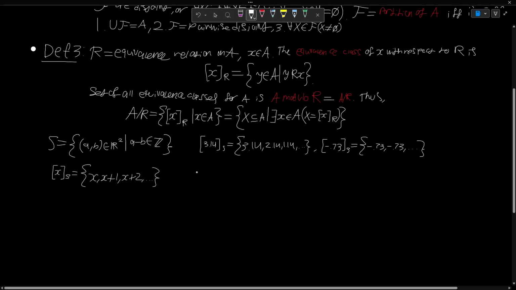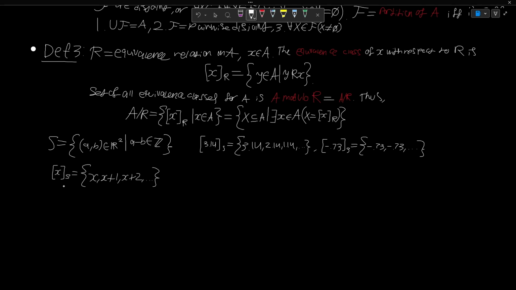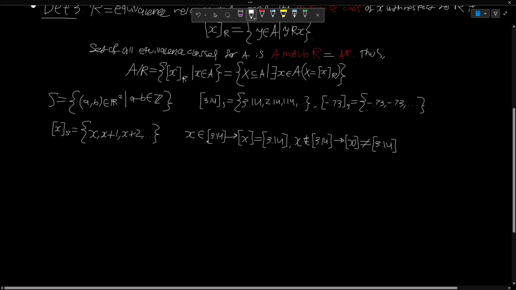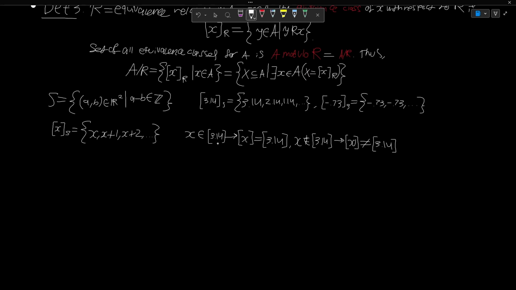And in general, the equivalence class for x with respect to S will only contain all real numbers that differ from x by an integer amount. And it goes with negative integers too, obviously. So if we choose some real number x in the equivalence class of, let's say, 3.14, then the class of x will automatically be equal to the class of 3.14. But if x is not in the class of 3.14, then this is not the case. We actually do a more general proof of this later in the video, so stay tuned for that.